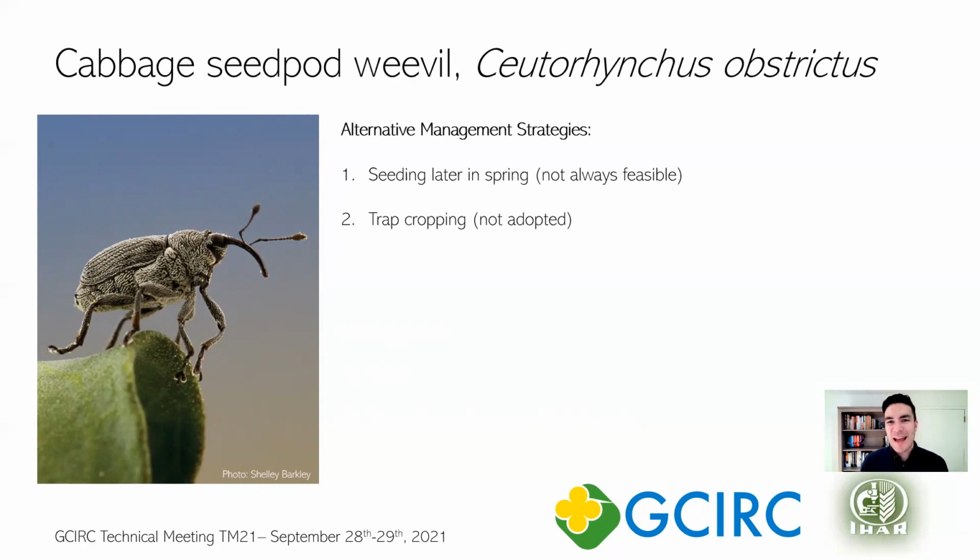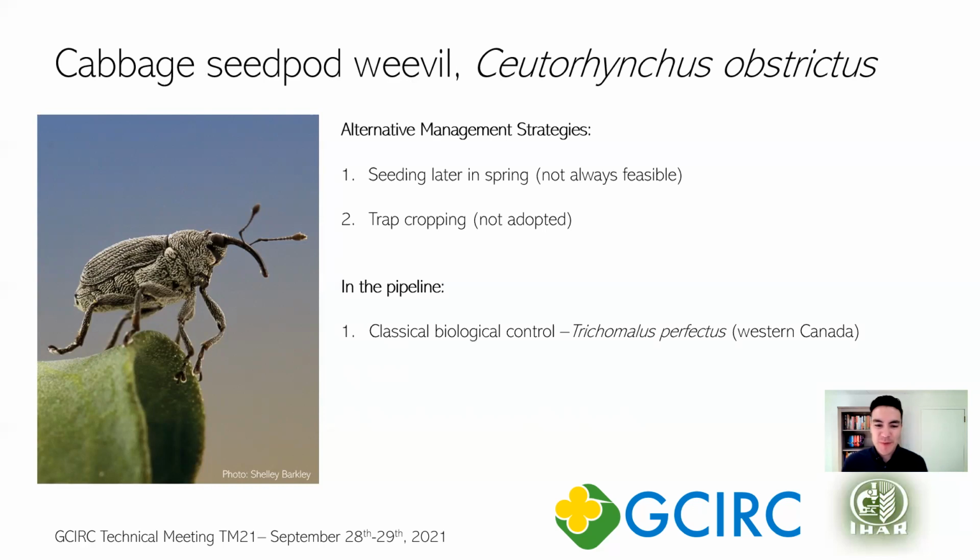Trap cropping has been conducted in southern Alberta. However, it's not commercially adopted, but it is a potential alternative in the future.